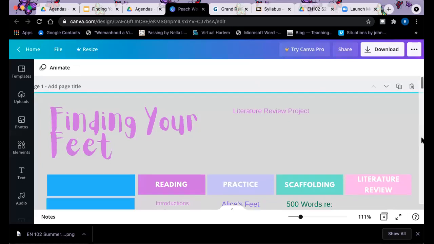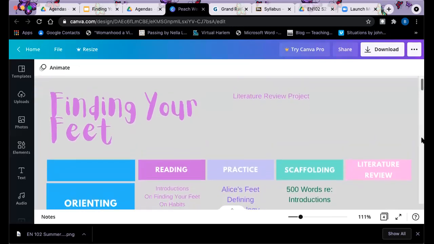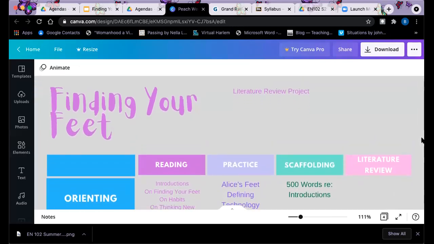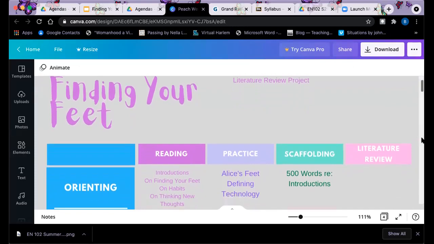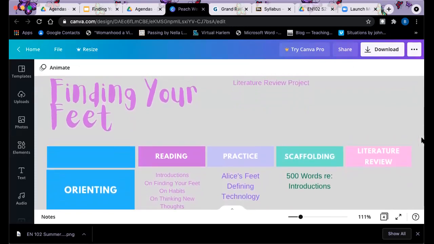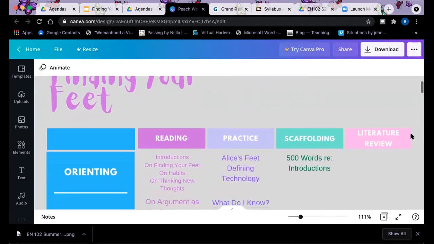So I do want to show you, this is kind of just my little planning thing, and it's not exactly set up by weeks, but I'm just gonna show you an overview of our schedule in a way. So like I said, our first project is Finding Your Feet. That's the literature review project.